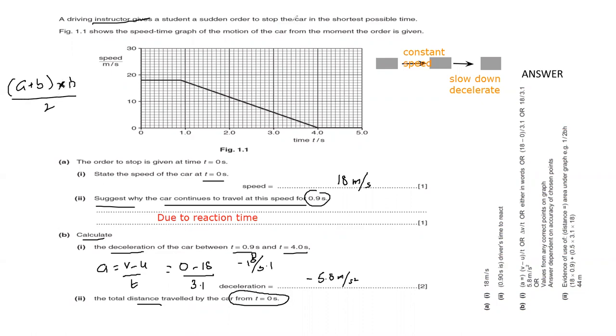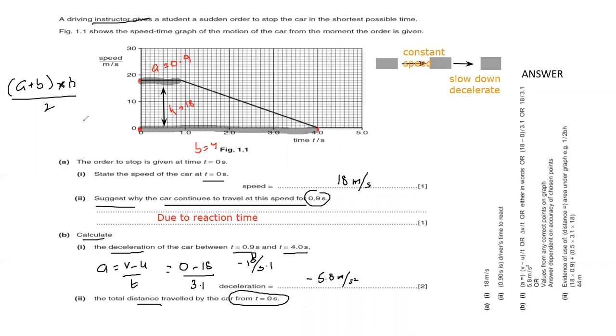So a and b are the parallel sides. One of them you call a, another one is b, and the distance between them is called h. So this is a, b, and h. What is the value of a? It starts from 0 and ends at 0.9, so a equals 0.9. What about b? It starts from 0 and ends at 4, so b equals 4. And what about the height? The difference between them is 18.